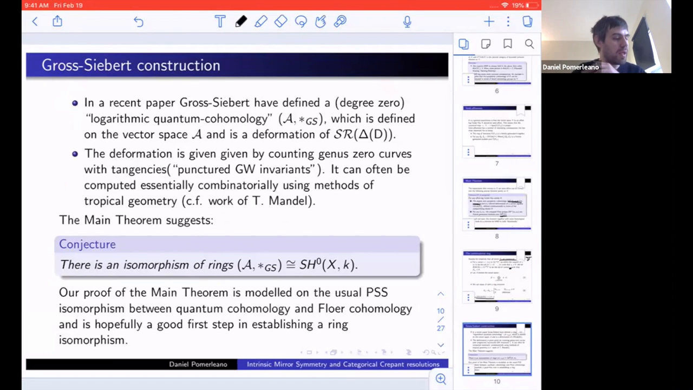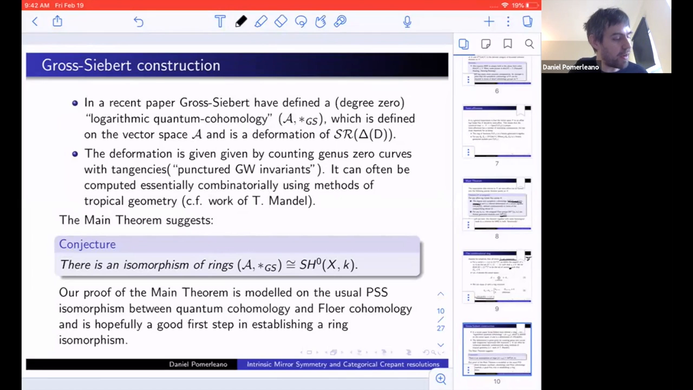So in a recent paper, Gross and Siebert have defined a version of quantum cohomology, a relative version of quantum cohomology. It's also defined on this vector space A and is also a deformation of this combinatorial ring.